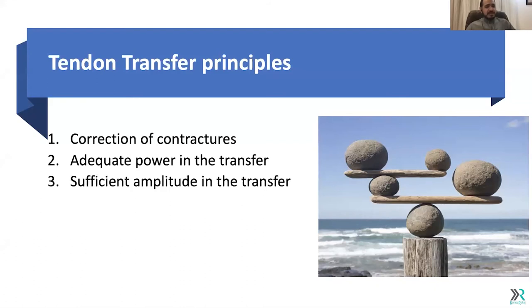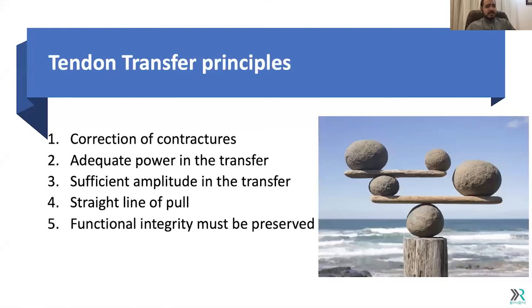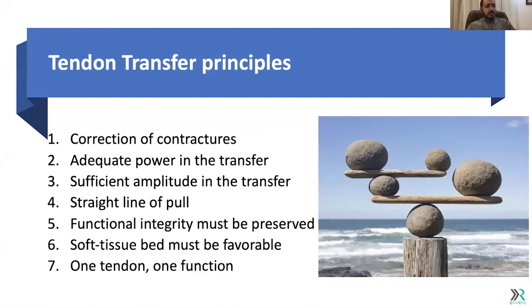There should be a sufficient amplitude in the transfer. It should be a straight line of pull, so you want to avoid transferring a tendon around a certain bone or joint. It needs to have a straight line of pull for optimal mechanics. Functional integrity must be preserved with the tendon itself, and avoid injuring it during the transfer. The soft tissue bed where we plan to transfer the tendon should be favorable, without any open wounds, infections, or scarring. And it's one tendon for one function. We want to avoid transferring one tendon for multiple functions.